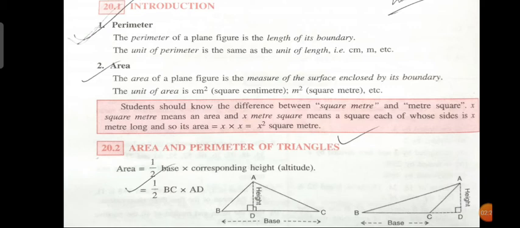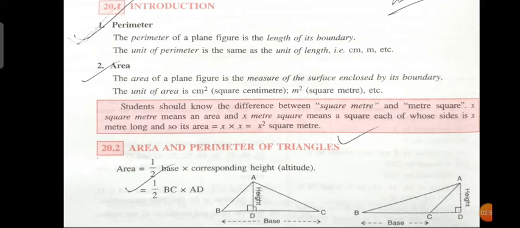And what does area mean? The area of a plane figure is the measure of the surface enclosed by its boundary. We have a boundary for a plane figure, and the surface enclosed by that boundary is the area. Its unit is centimeter square or square centimeter, meter square, like that. That is area and perimeter.